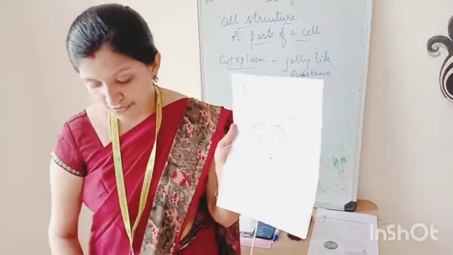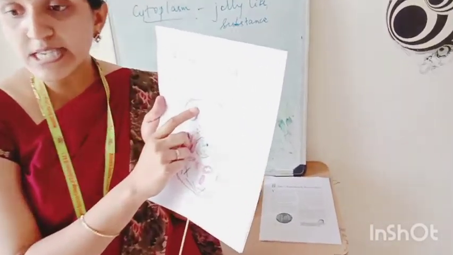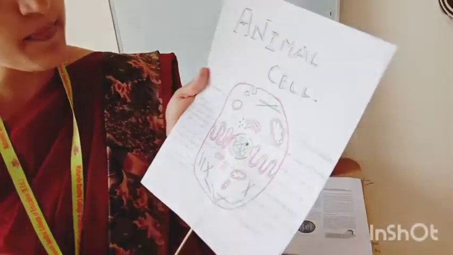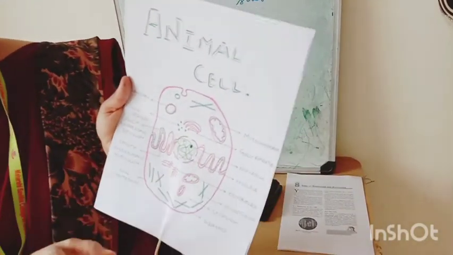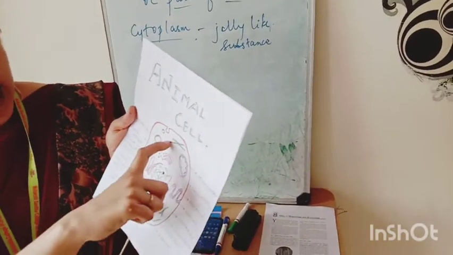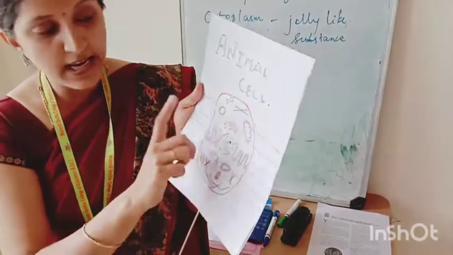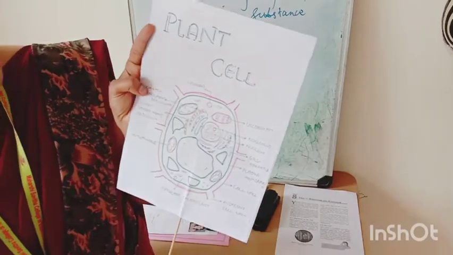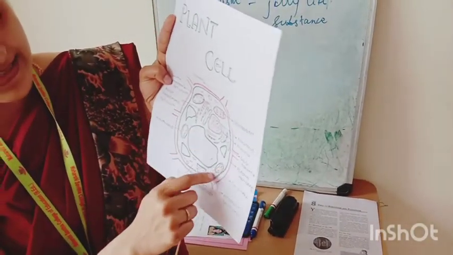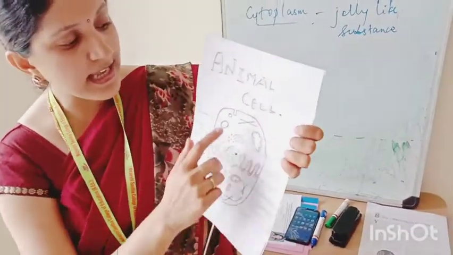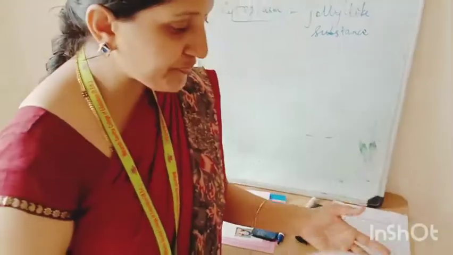Then in case of animal cells, there can be vacuoles present. If they are present, they are very small, otherwise they are absent. Whereas in case of plant cell, the vacuole is larger, it occupies most of the space in a plant cell. So let's see plant cell. We can see most of the space is occupied by a vacuole. Vacuole is large in case of plant cell, whereas in case of animal cell, it is smaller.